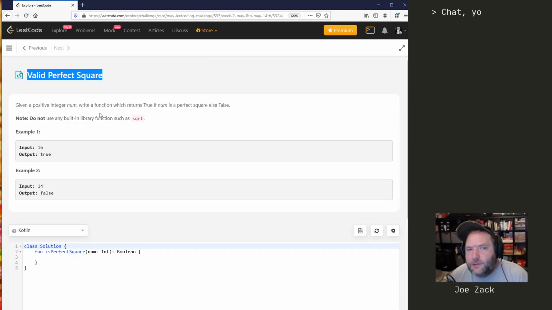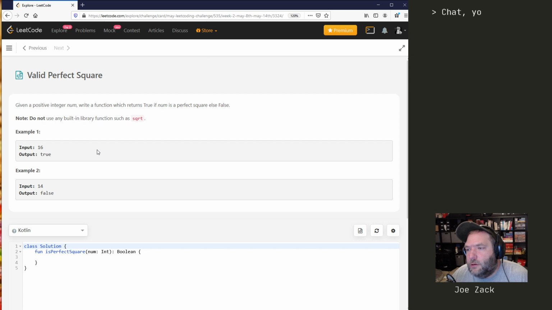So what we're doing today is taking a positive integer and writing a function which returns true if it's a perfect square, meaning one number can be multiplied by itself in order to return it. So for example, 4 times 4 is 16. There's no whole integer that you can multiply by itself to get 14.